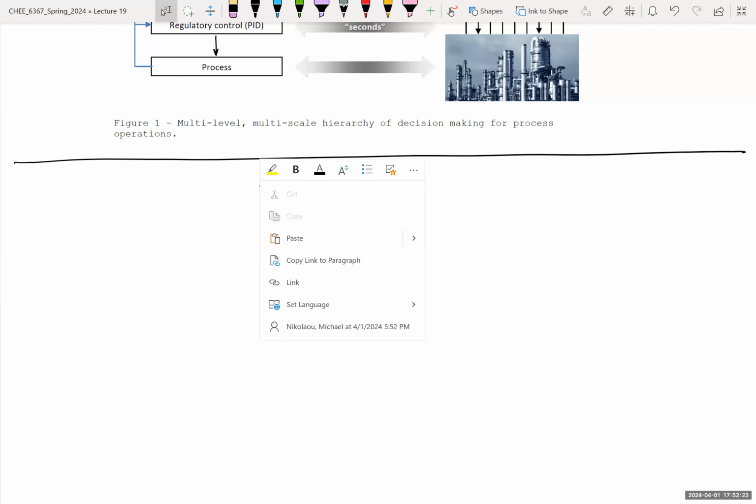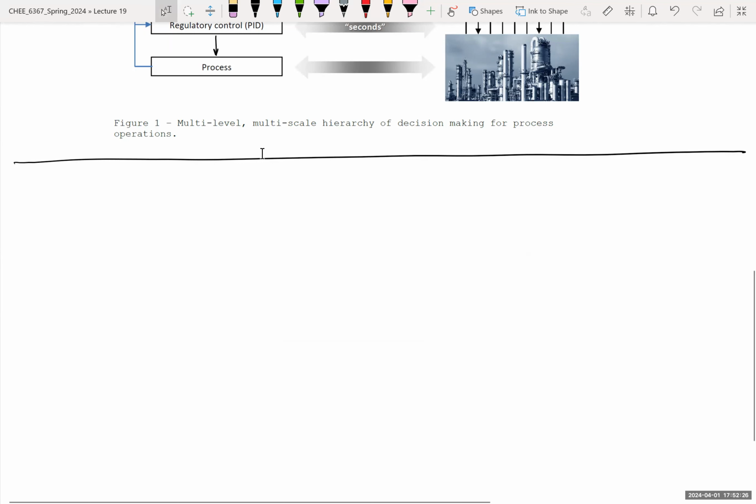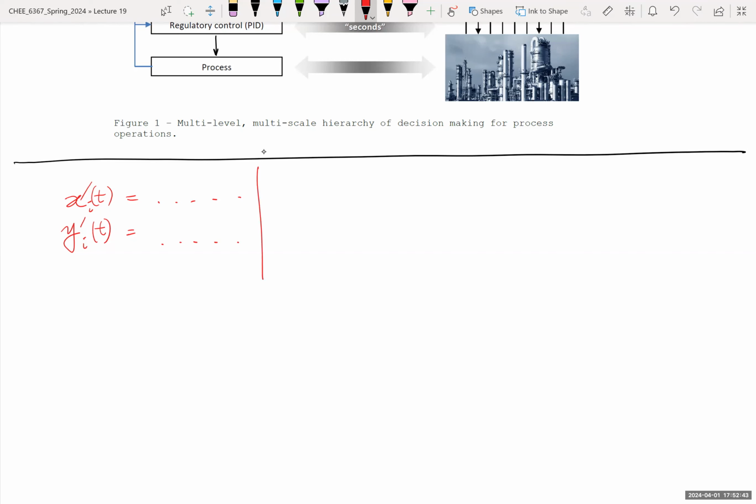So if you have, say, a column, you may have differential equations that look at the compositions, say in the liquid or in the vapor, as a function of time at each tray, and there are these differential equations that describe these. Or if you have a reactor, you may have a time derivative for the concentration of a reactant and a time derivative for the temperature in the reactor. So this is again for a distillation column. This is for a reactor.